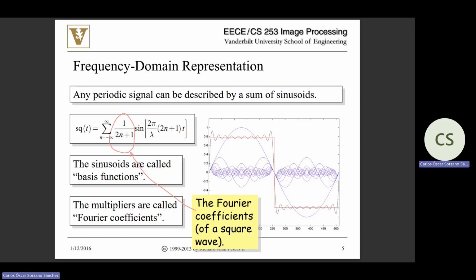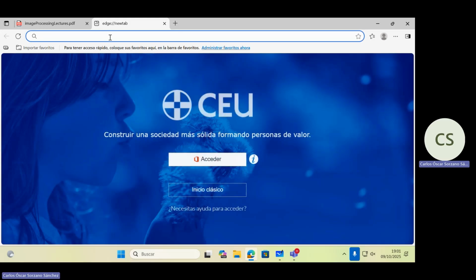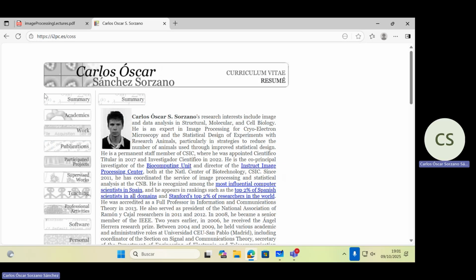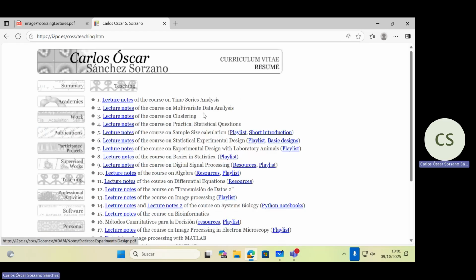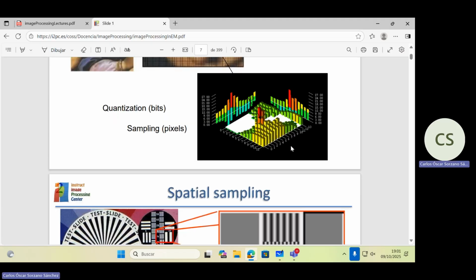There is another nice illustration of this. Let me look for it very quickly. So if I look for, yes, close. I go to teaching. Yeah, this one here. There is a nice illustration of that.